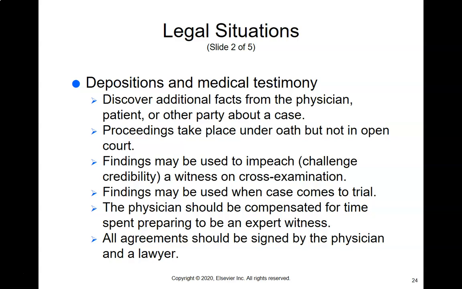The physician should be compensated for the time spent preparing to be an expert witness. All agreements should be signed by the physician and lawyer. Sessions are recorded by stenographer, shorthand, audio tape, or videotape, depending on the circumstances. Sessions can be conducted in the attorney's office, physician's office, or another location.